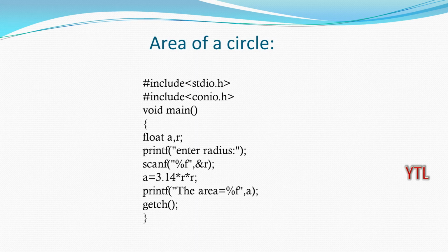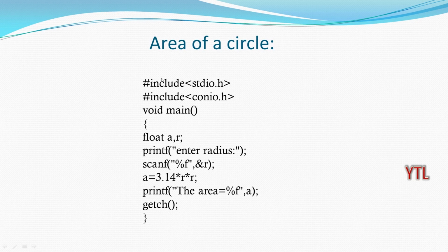Here we have used the pi r square formula, with 3.14 as the value of pi, times r square. There are so many other ways you can implement this code. We will see when we are coding. Now understand this code with the help of the previous structure we have read.